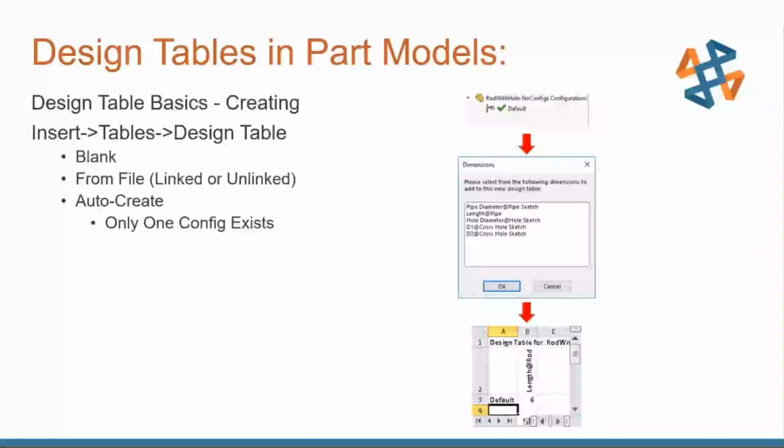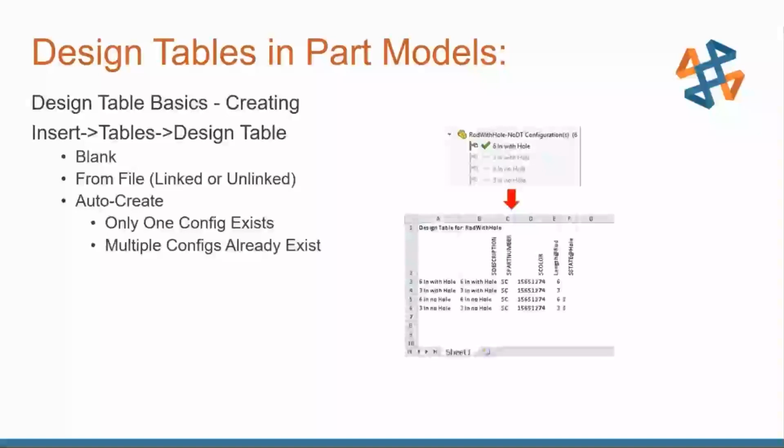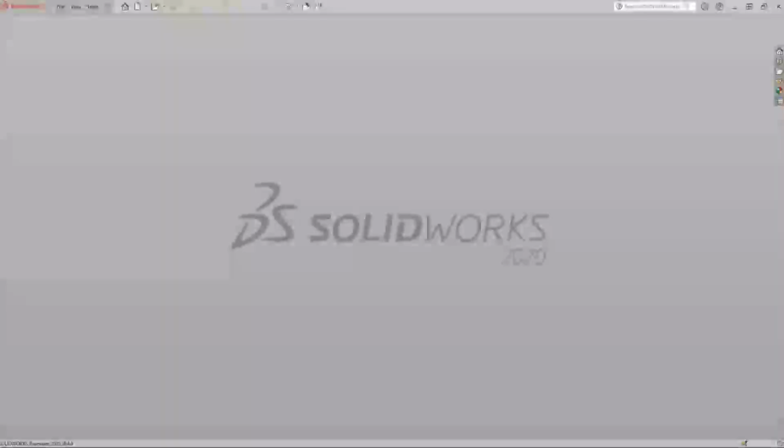If your model already contains configurations, everything that's unique from configuration 1 to 2 to 3 to 4 is brought into the table automatically. So there you can see in column A, the names. SolidWorks also will add in the description for us, the part number, the color representation, and then dimensions that are unique, the $state to suppress. Again, that's unique, but it won't add all features and all dimensions, only what's different.